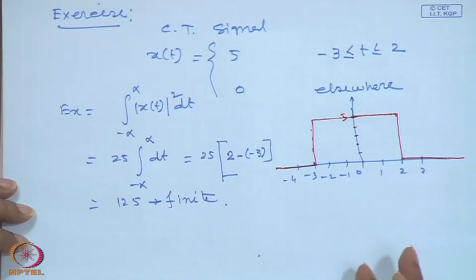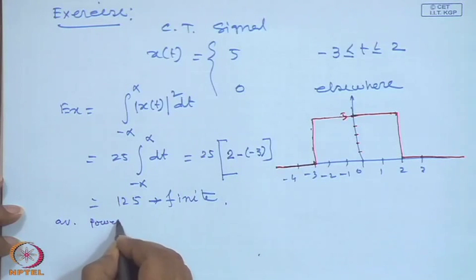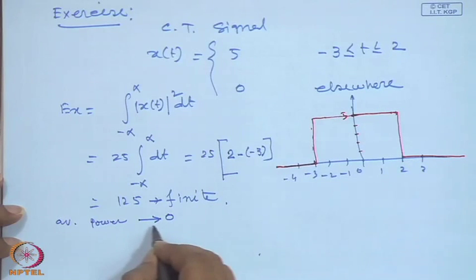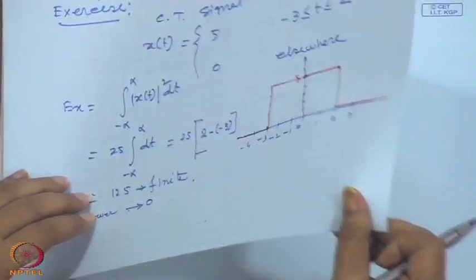Whereas for power, by the definition of power, as t tends to infinity, this will be 0. In the case of average power, the average power tends to 0. So we conclude the signal is an energy signal.